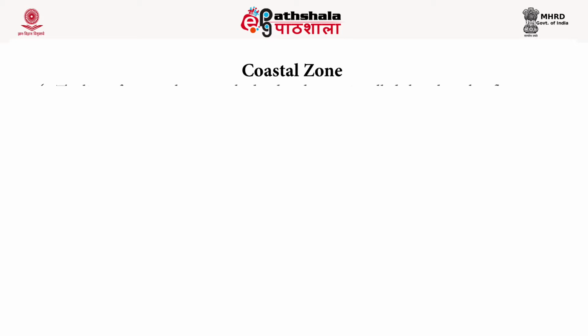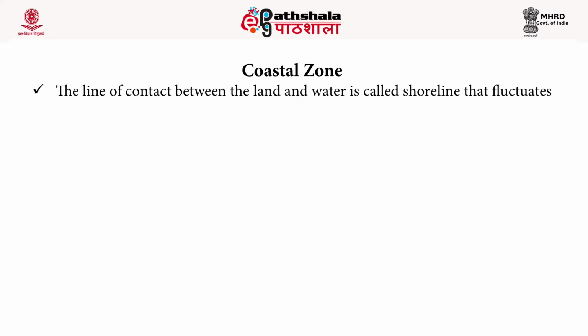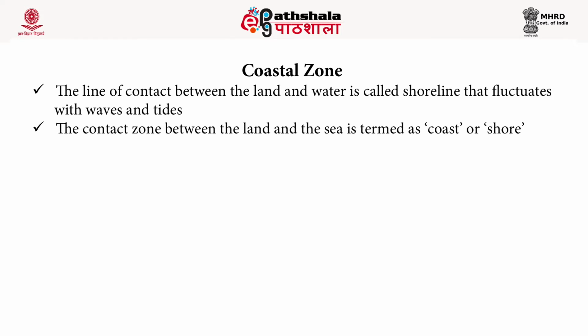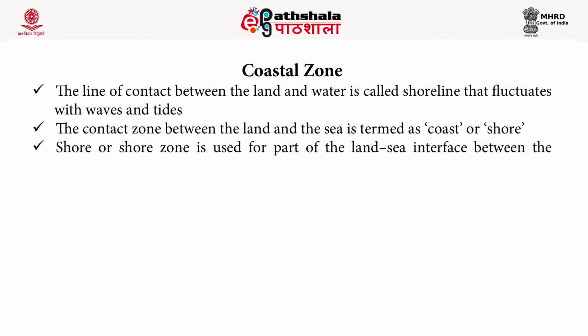The line of contact between the land and water is called the shoreline, which fluctuates with waves and tides. The contact zone between the land and the sea is termed as coast and shore. Now these two terms are generally used interchangeably, but there are some differences.